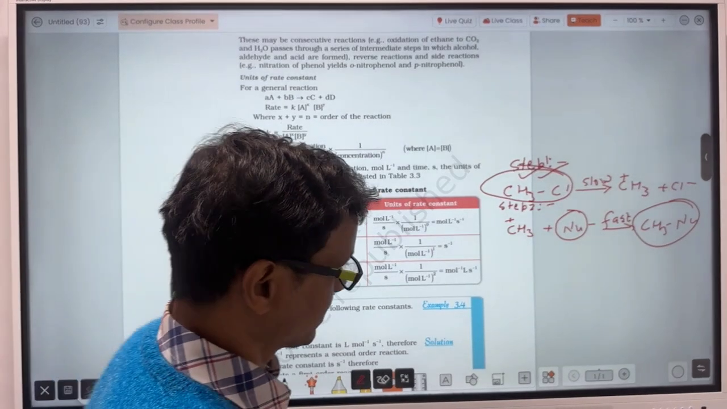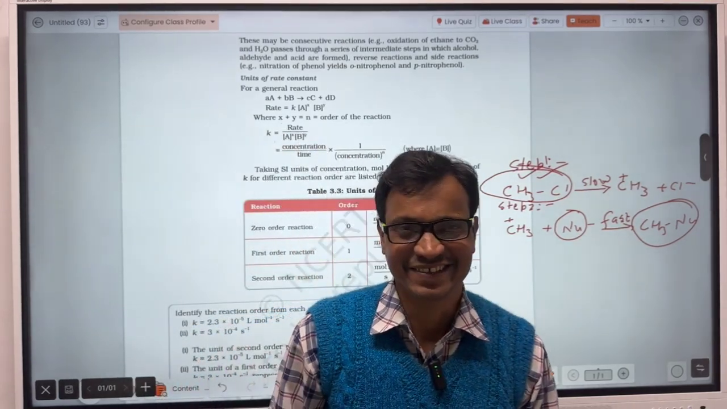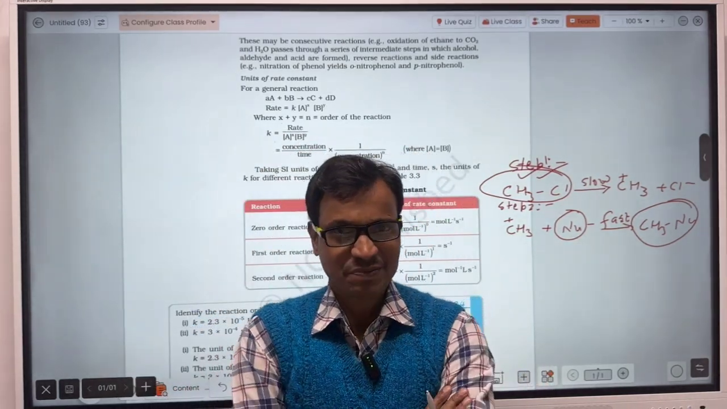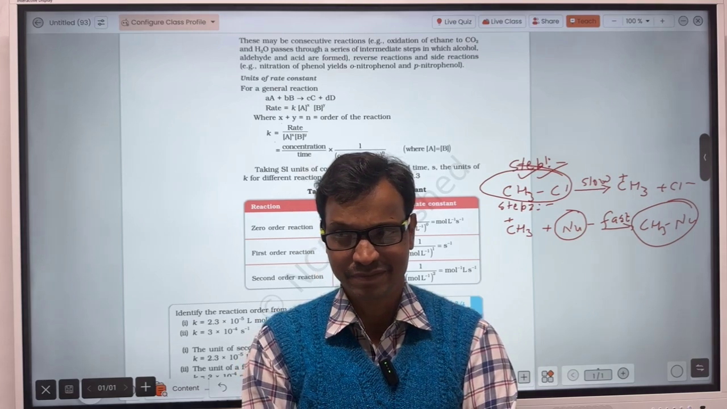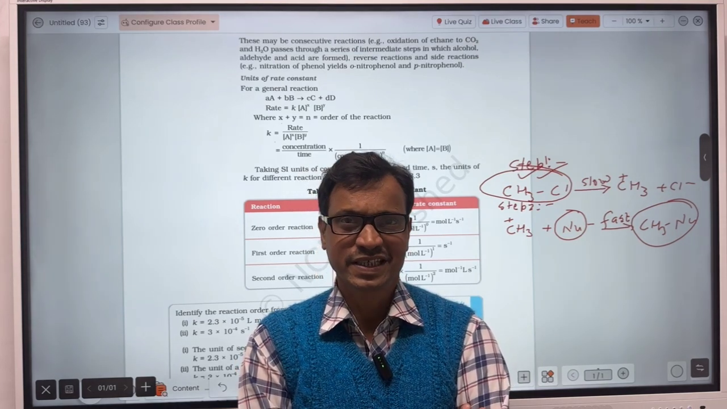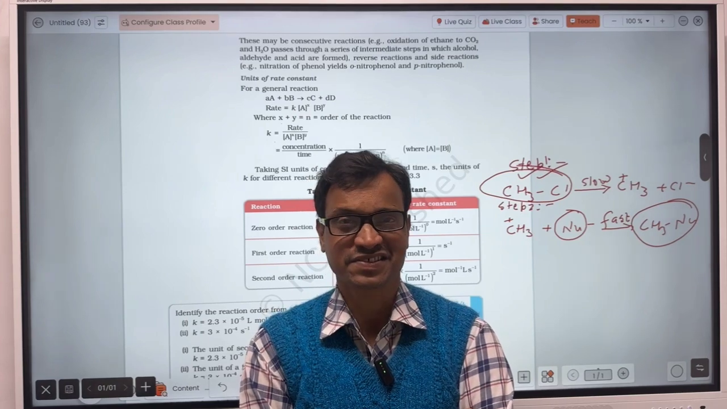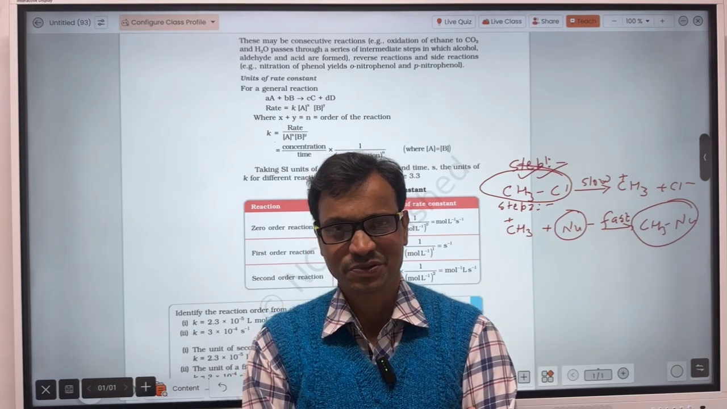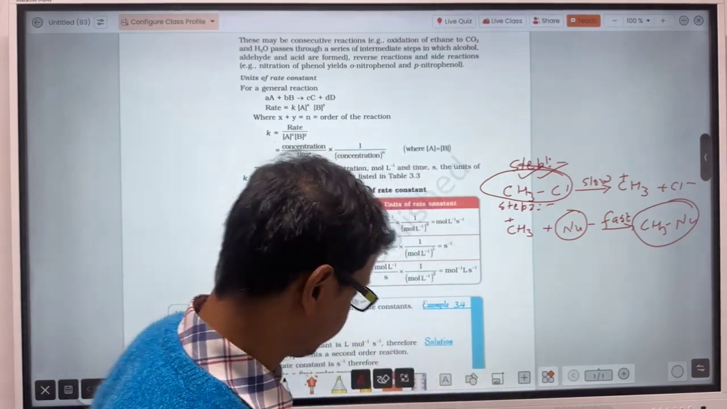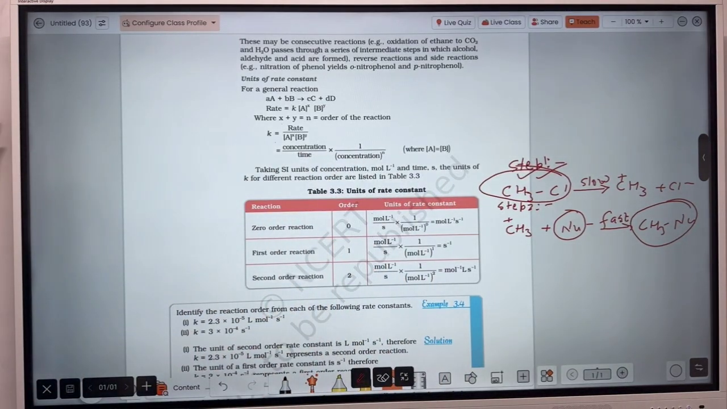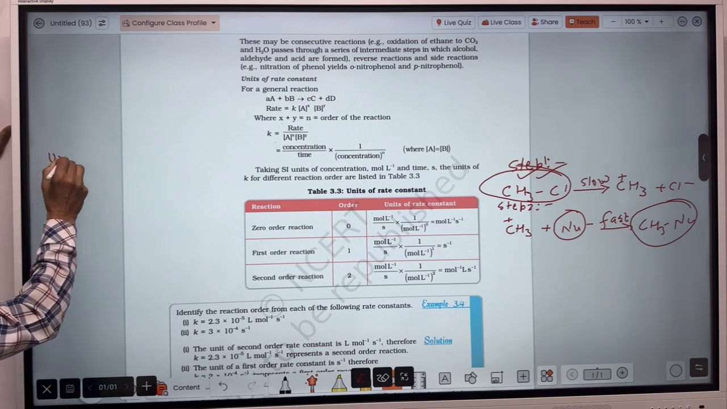Now, the unit of rate constant is asked frequently. In the 12th board examination nowadays they have started asking it, and in the NEET examination it is asked very frequently. What is the unit of rate constant? So let's see. In case of a zero order reaction, you can calculate it, or some students mug up the unit of rate constant in zero order, first order, as well as second order reactions. So let's see, firstly, the unit of rate constant.